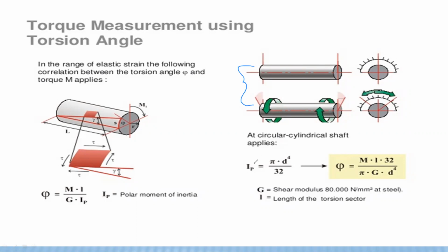If the polar moment of inertia Ip is equal to pi into d power 4 by 32, it is the formula for calculating the torque by using the torsion angle. You can see this diagram. The torque acting on that body, inclined forces are acting on that body. So that is a torque angle.